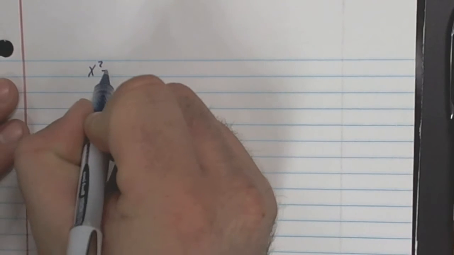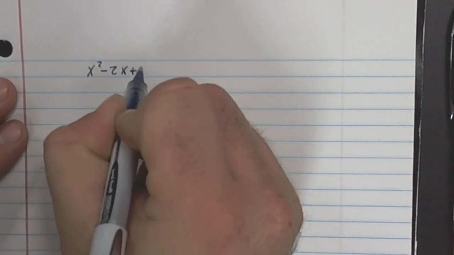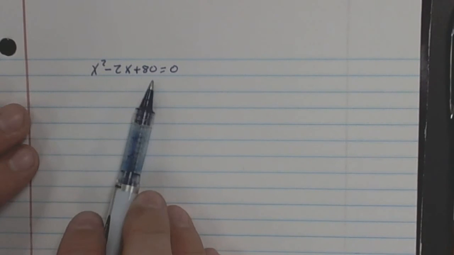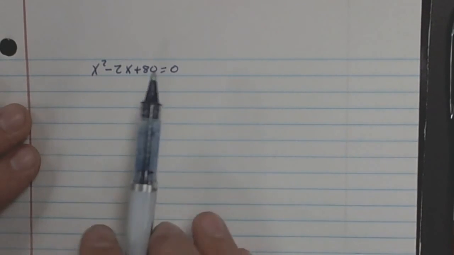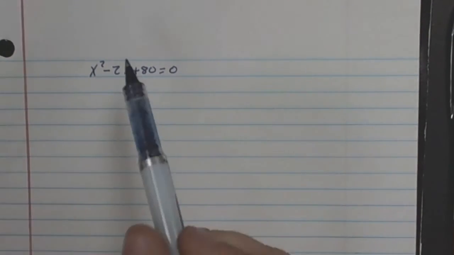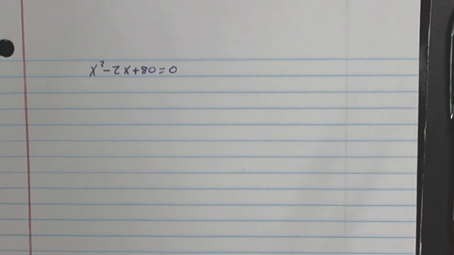Okay, here's the next problem. I want to look at x squared minus 2x plus 80 is equal to 0. Again, there are no real factors that multiply to be positive 80 and add to be negative 2. So we're going to complete the square. We're going to turn this into something that we can factor.